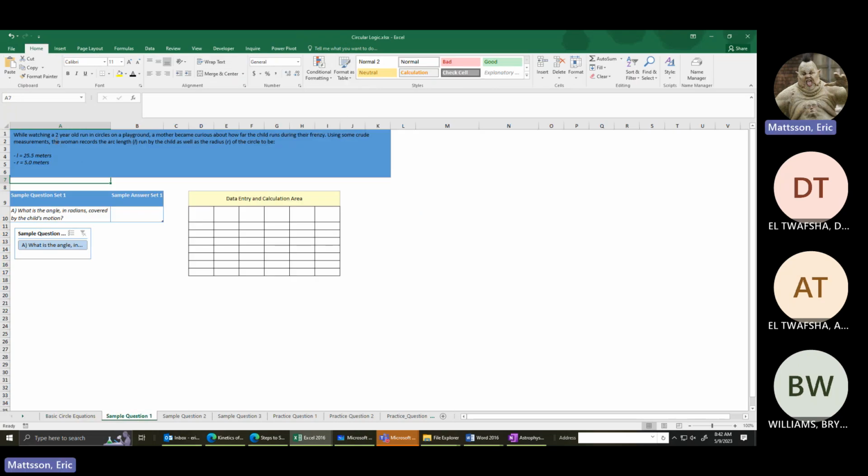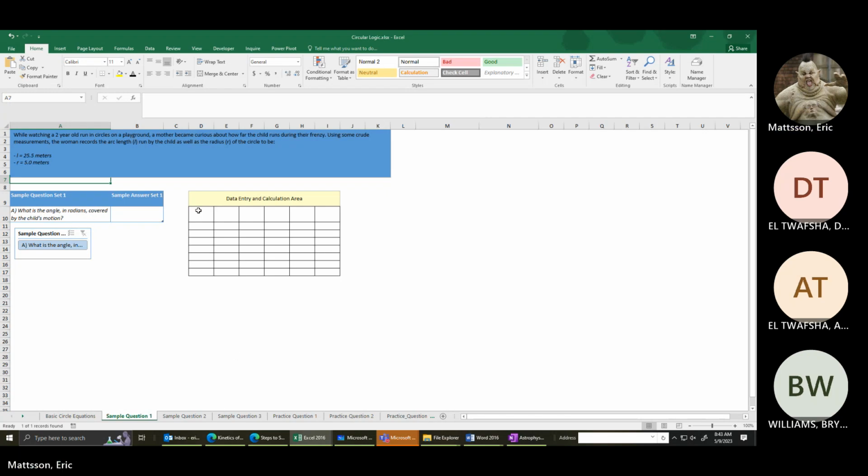It says, while watching a 2-year-old run in circles on the playground, her mother became curious about how far the child runs during their frenzy. Using some crude measurements, the woman records the arc length run by the child, as well as the radius of the circle. The arc length is 25.5 meters and the radius was 5 meters. The question here is, what is the angle in radians covered by the child's motion?